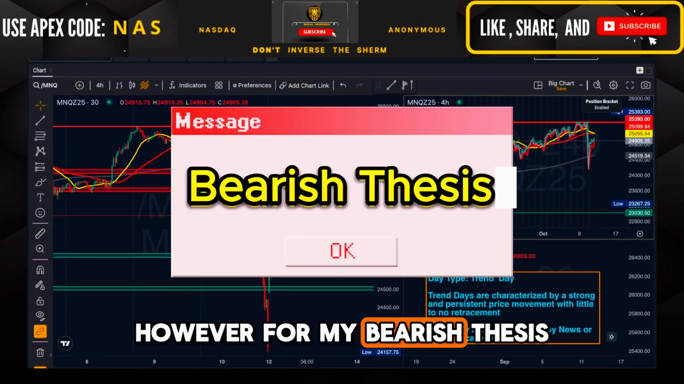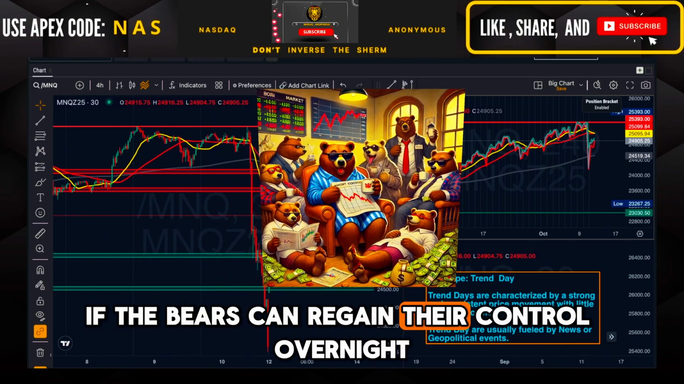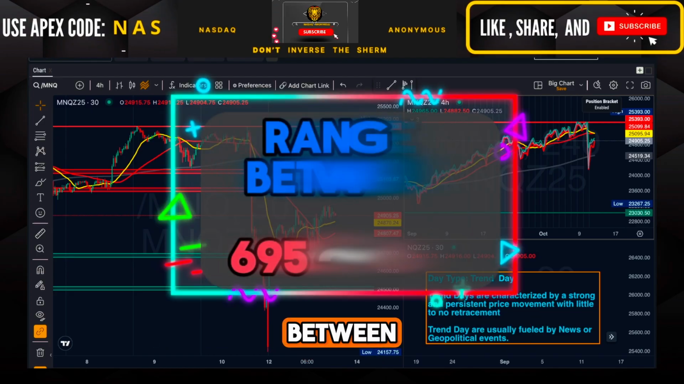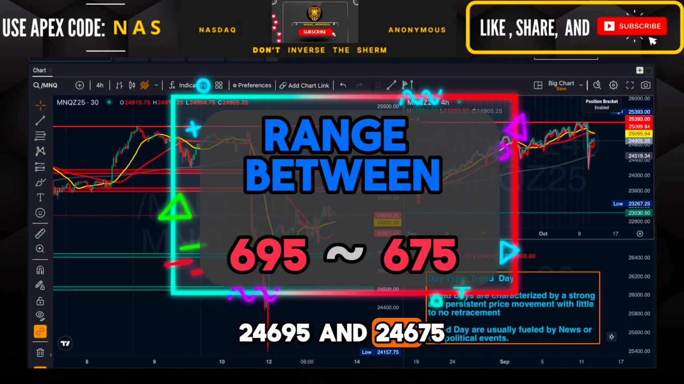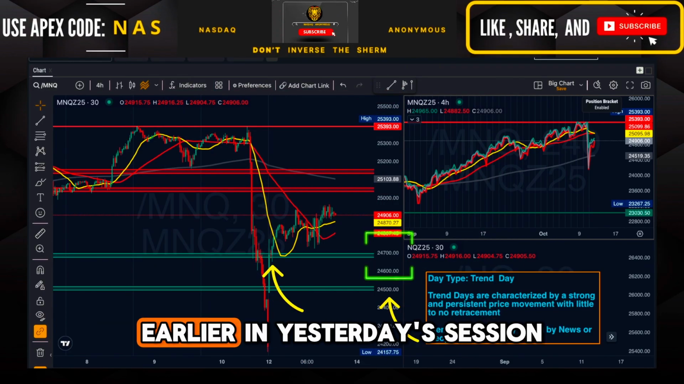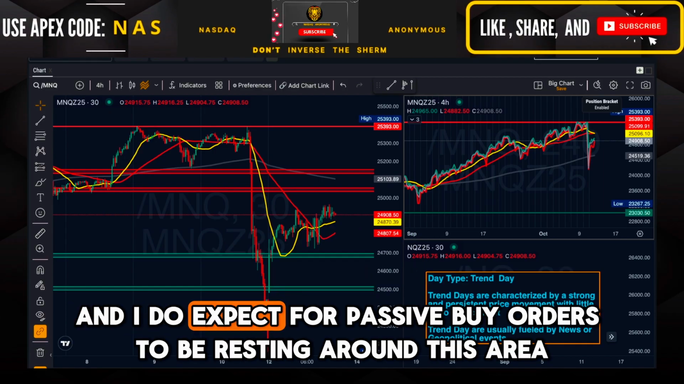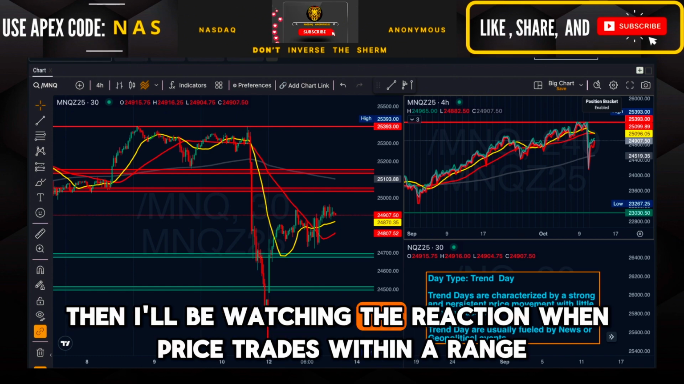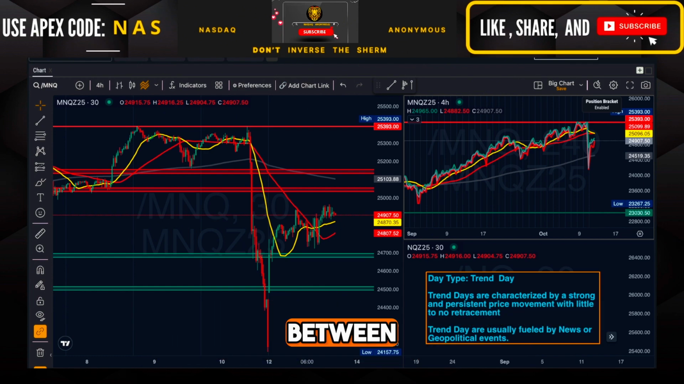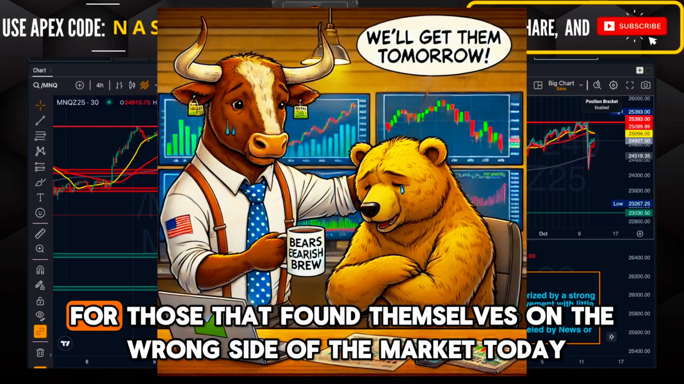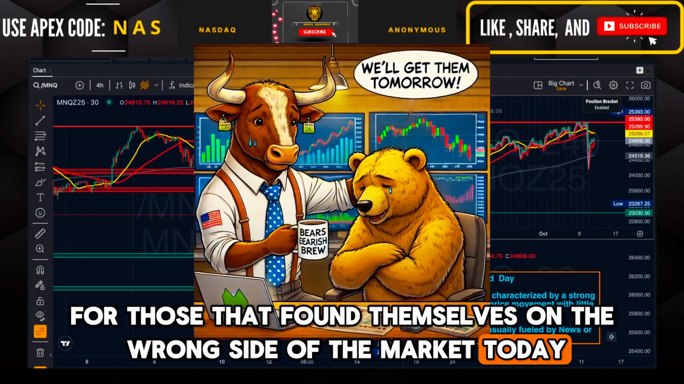However, for my bearish thesis, if the bears can regain their control overnight, then I'll be watching the reaction when price trades back within a range between 695 and 675. Because this is the range where the bulls broke structure to the upside earlier in yesterday's session. And I do expect for passive buy orders to be resting around this area to buy the retest. But if they fail to regain control, then I'll be watching the reaction when price trades within a range between 515 and 495.